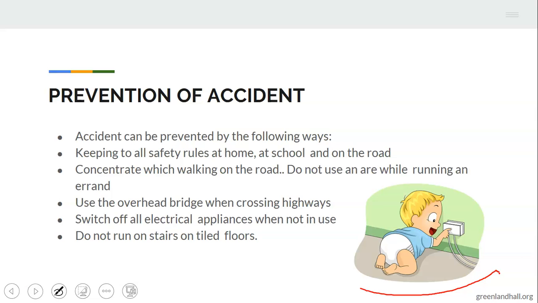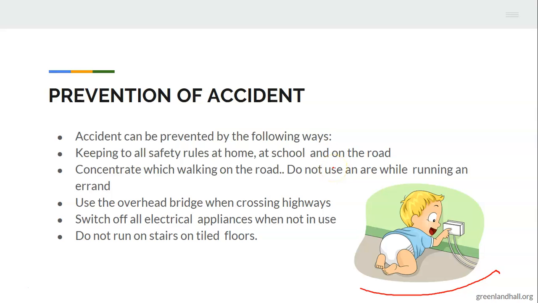Then, on the road, it leads us to the next point, which says concentrate while walking on the road. Do not use your phone while running an errand for mommy and daddy. Ensure you concentrate on the way on the road. Make sure you concentrate while running an errand for mommy and daddy. While running an errand, please concentrate.